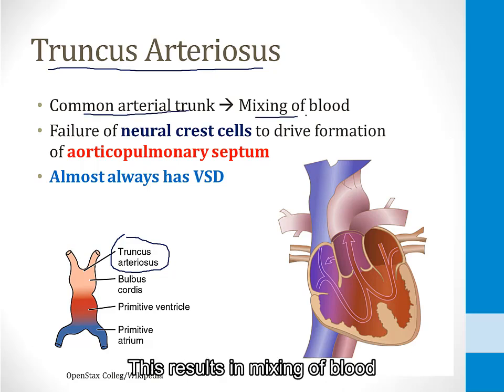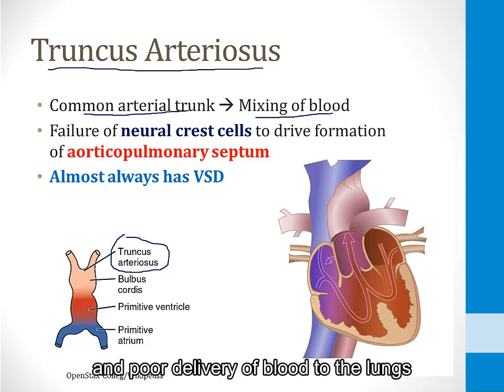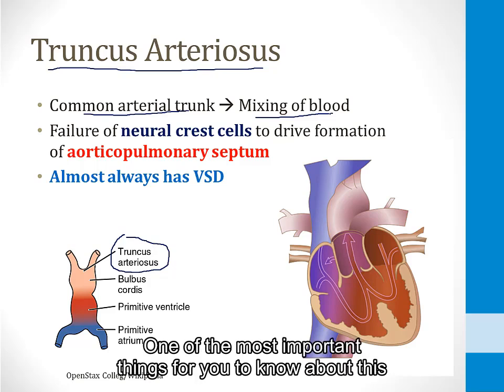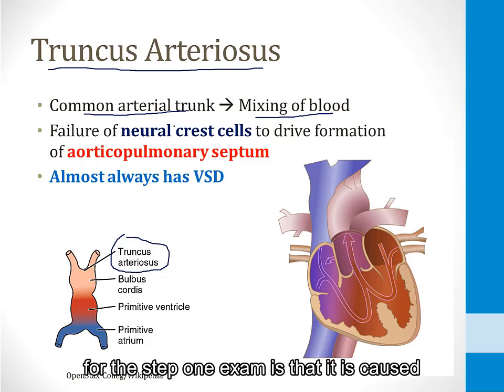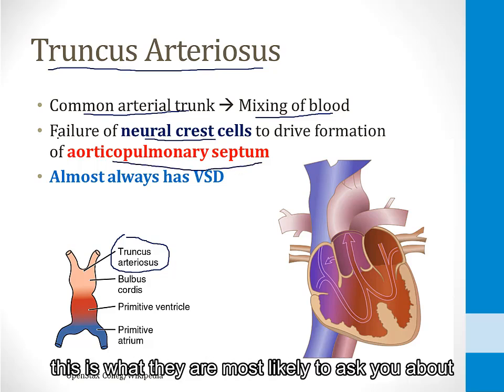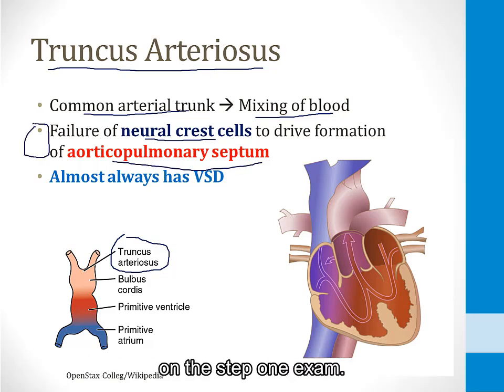This results in mixing of blood and poor delivery of blood to the lungs, and therefore there is cyanosis. One of the most important things for you to know about this for the Step 1 exam is that it is caused by a failure of neural crest cells to drive formation of the aorticopulmonary septum. This is what they are most likely to ask you about on the Step 1 exam.